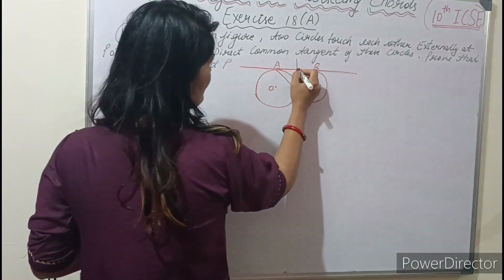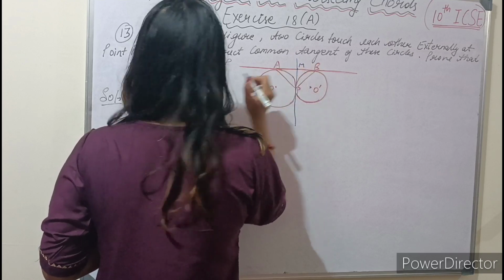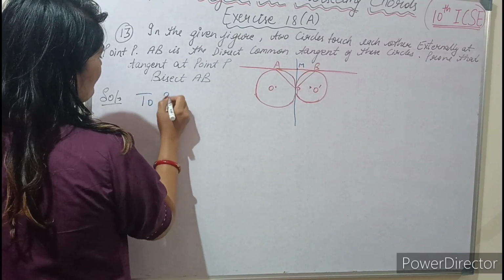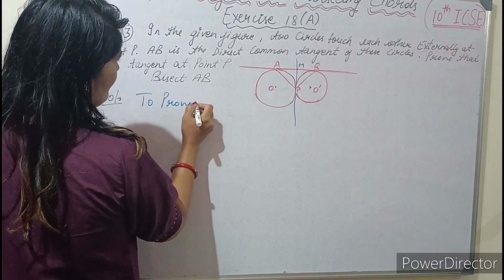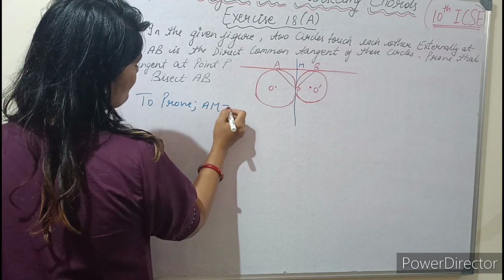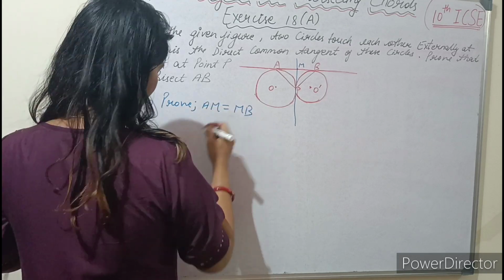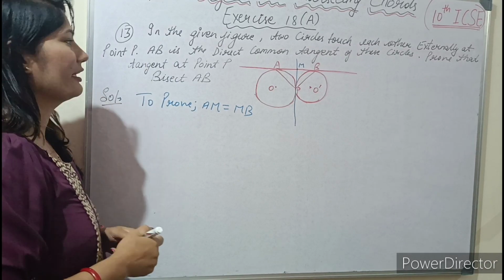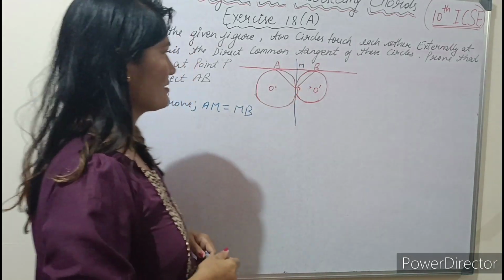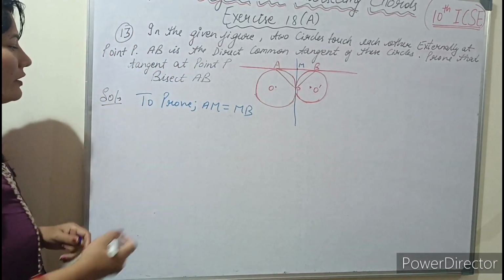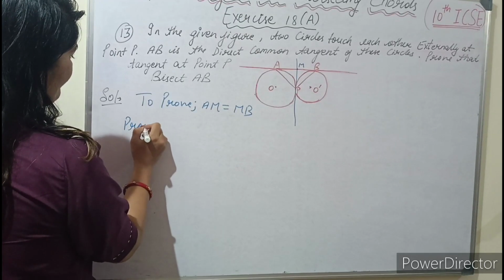This tangent bisects the side AB. Suppose this point is M. So you have to prove that AM is equal to MB. Bisect means dividing the side into two equal parts. This is the only thing you have to prove here. So let's start proving.